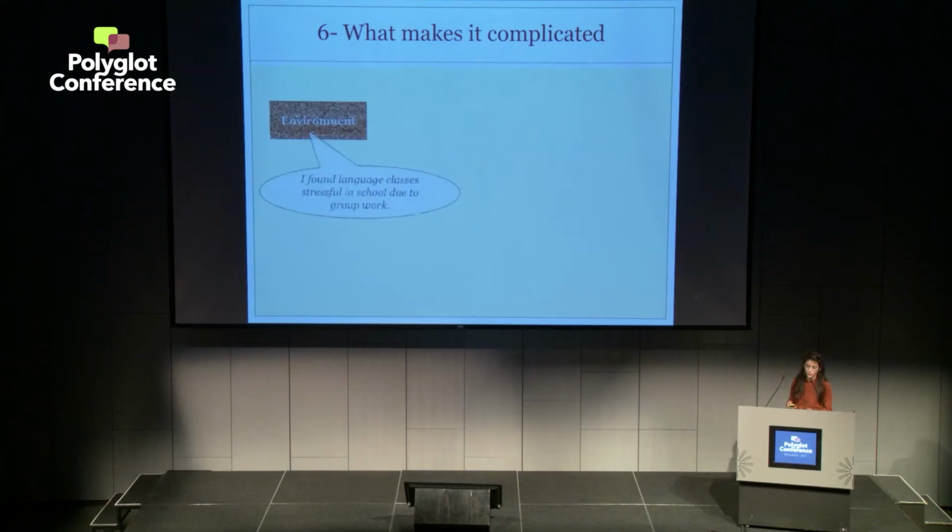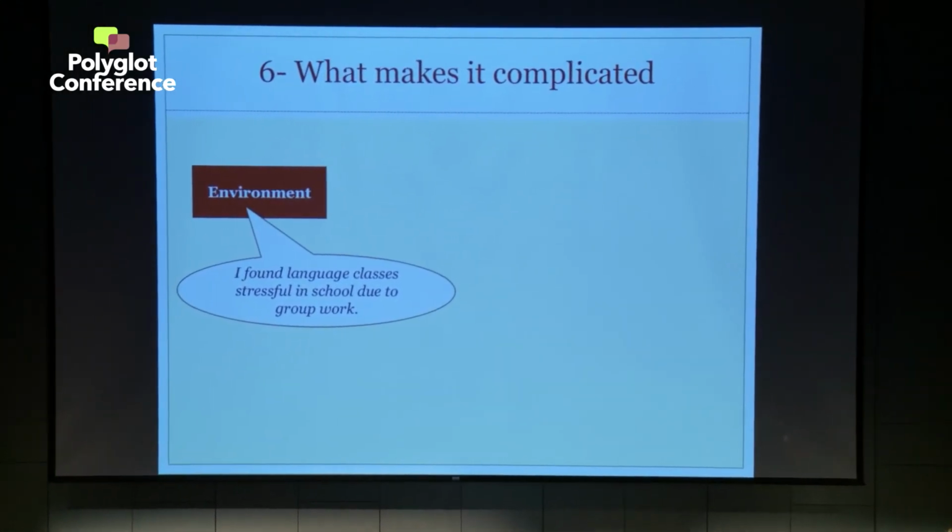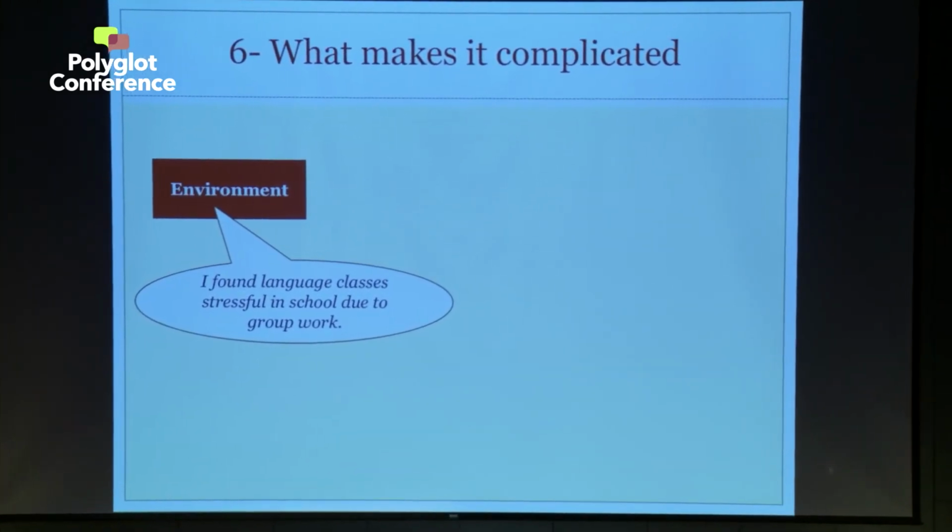Now, there are some things that make it easier, but there are also some things that make it more complicated. And I was interested in knowing that as well. What came up is that often what made it more complicated was, again, the environment, and especially the school-based environment was often reported as traumatizing. So, for example, I found language classes stressful in school due to group work.